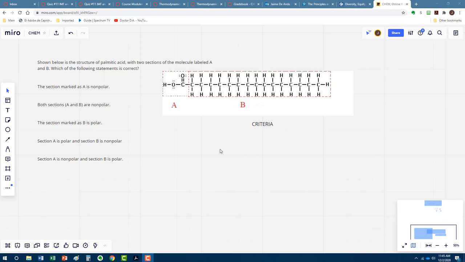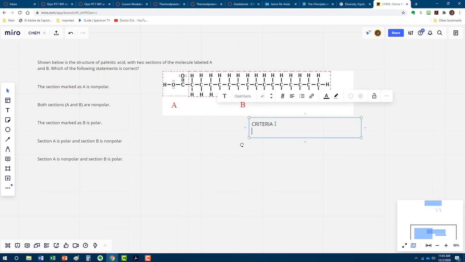And many times the molecule is organized in this way where you can identify kind of like regions or sections of it. Which of the following statements is correct? And it all has to do with whether section A and B are polar or nonpolar. So let's look at the structure here. And remember, what are the criteria for a substance to be polar or not? Number one, it has to have at least one polar covalent bond. So have at least one polar bond.